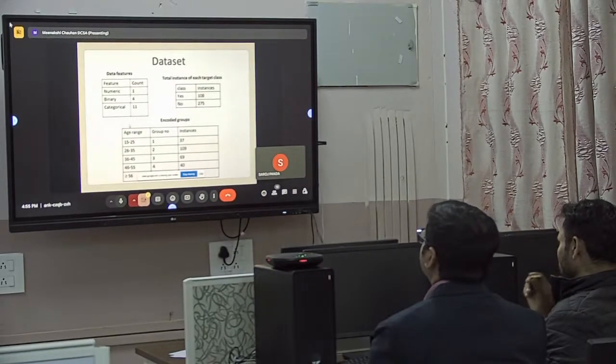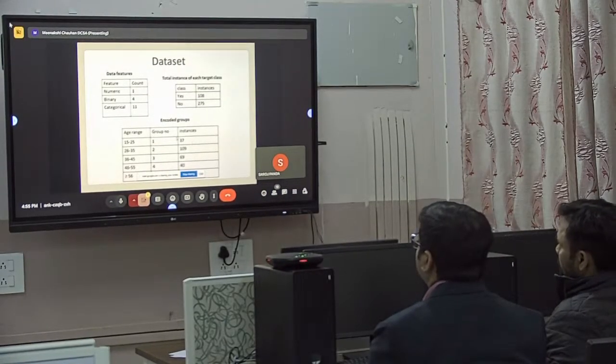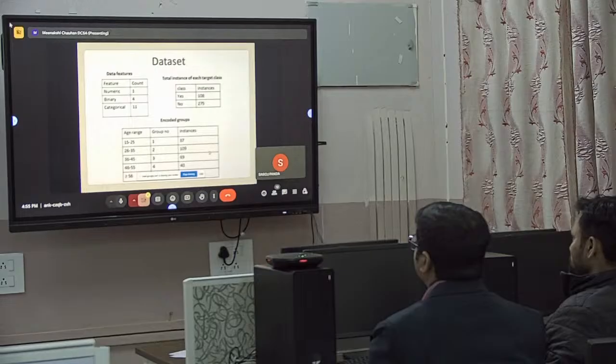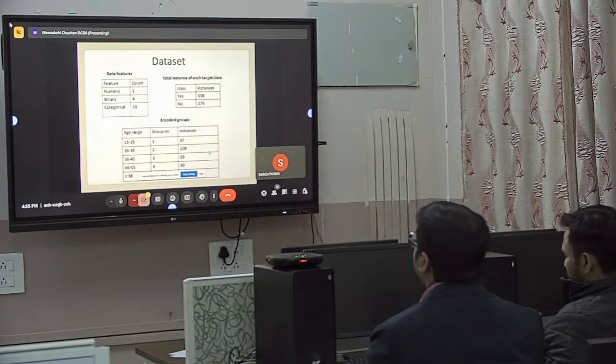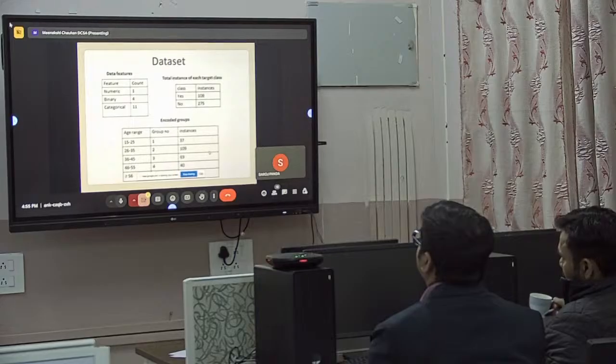We also grouped our age, which is a continuous attribute here, into 5 groups. These are the number of instances that lie in each group. We will use this when we apply group K-fold, where we will train our model on one age group of patients and test it on a different age group of patients.